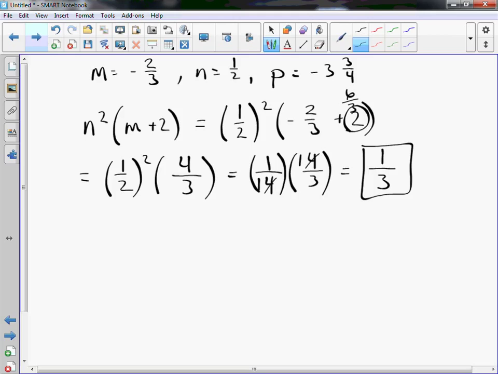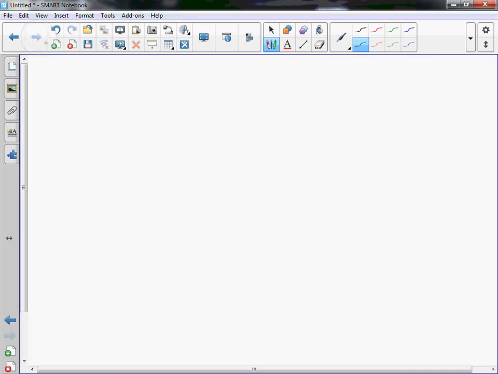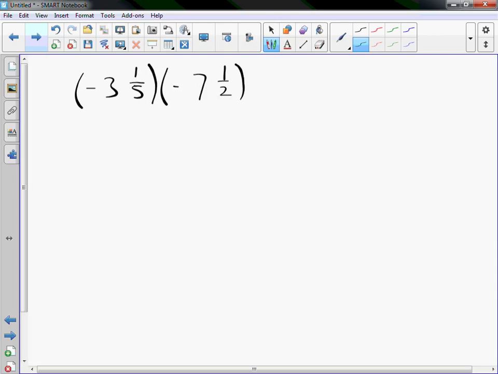Okay, and let's look at one more, a little bit more with mixed fractions. Okay. So we have negative 3 and 1/5 times negative 7 and 1/2. Notice that both numbers are negative, so we should end up with a positive answer in the end.